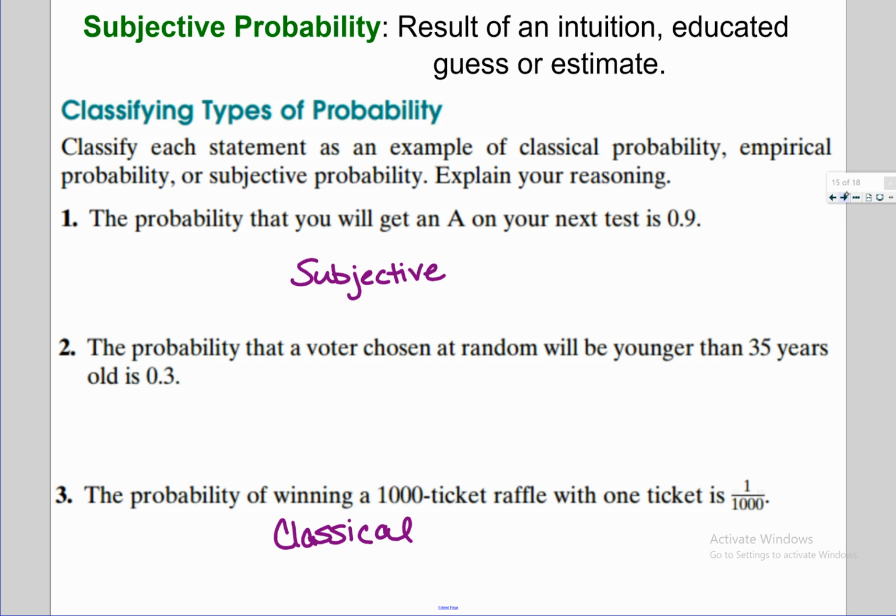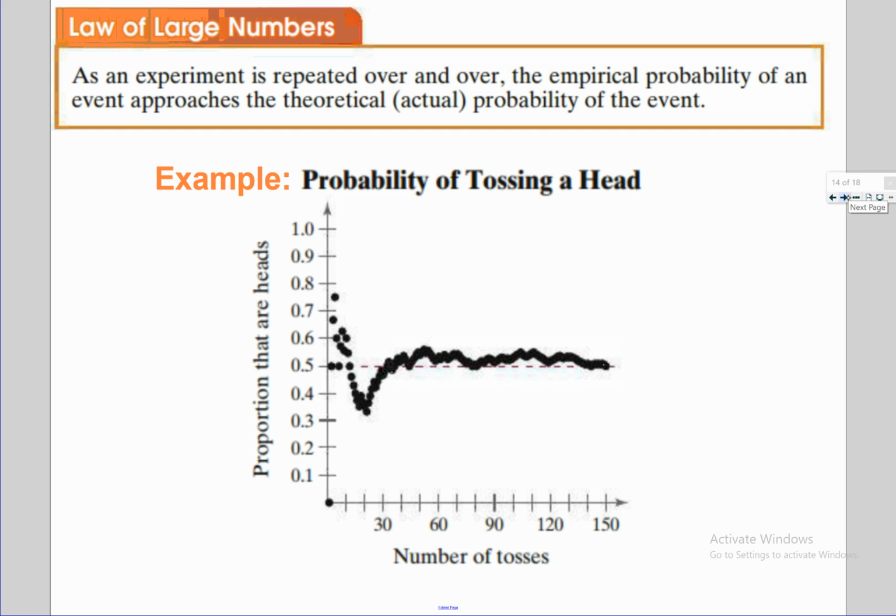Okay, what are the things we jumped over? Slide before this, law of large numbers. Law of large numbers says as you complete an experiment, the total probability that you receive for a certain outcome will eventually reach the theoretical probability of it happening. So for example, they've got probability of tossing a head if you throw a coin up in the air. The theoretical probability is I have a 50-50 chance of getting a head. But it's very likely that I'm going to throw it and get a tail.